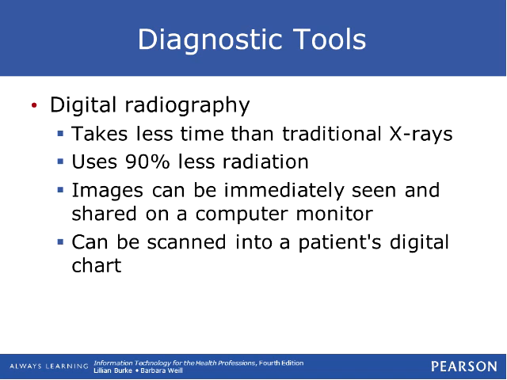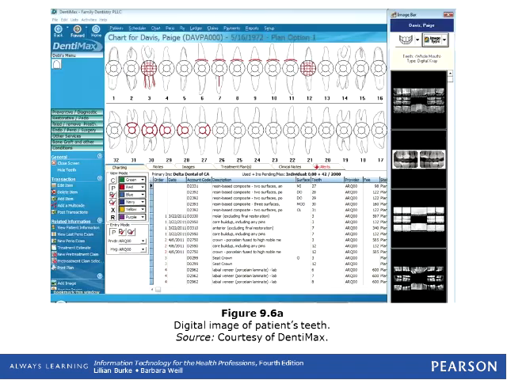We have digital radiography, which takes less time than traditional x-rays, uses 90% less radiation, and the images can be immediately seen and shared on the computer monitor. So instead of using the old film mechanism like in the old x-rays, they can use this digital format. It can be scanned into the patient's digital chart, so they can keep up-to-date digital x-rays of your teeth. And this is the digital image of a patient's tooth.